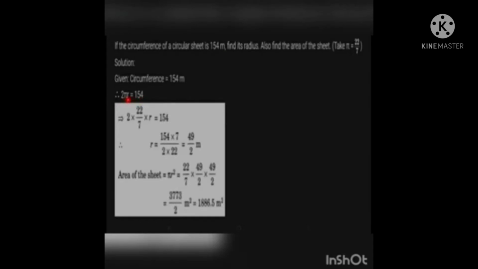Now solving for r. Here they have asked you to take pi as 22 by 7. So 2 into 22 by 7 into r is equal to 154. Now solving, taking this 7 over here, 7 comes in multiplication and 2 and 22 go down. So r is equal to 154 into 7 by 2 into 22, cancelling all, the balance we have 49 by 2. That is r, we have 49 by 2. Now we have to find the area.